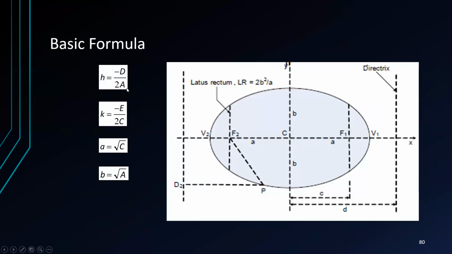Basic formula. h is equal to negative D over 2A. k is equal to negative E over 2C. a is equal to the square root of C. b is equal to the square root of A.